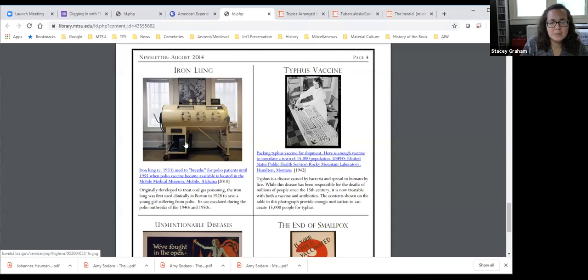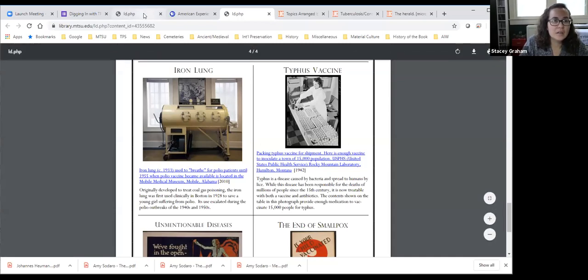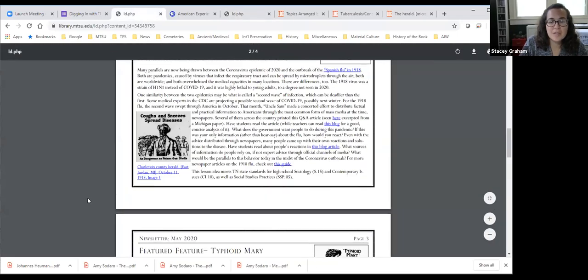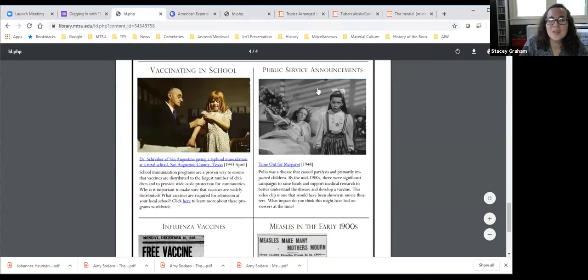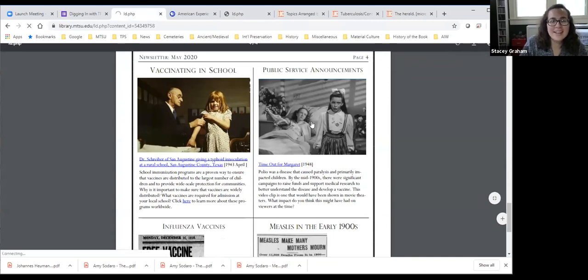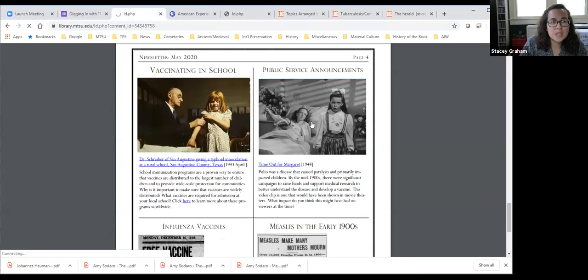He was actually one of the rare people who contracted the disease as an adult. He was like 39 years old. And of course, the fact that the president of the United States had had it meant that there was a lot of public attention to fighting this disease. You can also see in our newsletter for this month, there's this really great public service announcement called Time Out from Margaret. And this actually links to a really cool blog article at the Library of Congress.